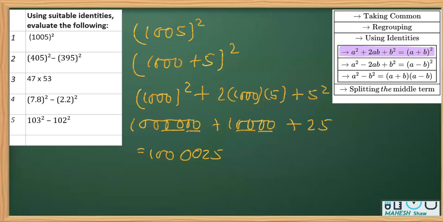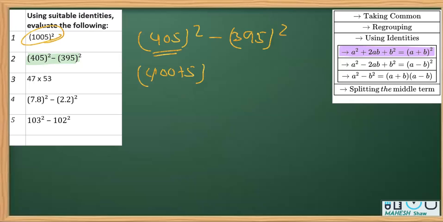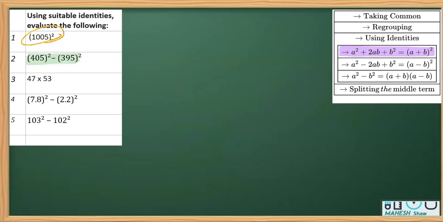Now, if I do the next part, where most of you do it wrong, let's see what is the mistake that you actually do. Let me do the way which is wrong. You solve it like this. You split this like the previous question, as 400 plus 5 square, and you split this as 400 minus 5 whole square. And then you apply a plus b whole square and a minus b whole square. Not only does the sum become complicated, the teacher deducts the marks for not using the suitable identity, as the question says that we have to use suitable identity.